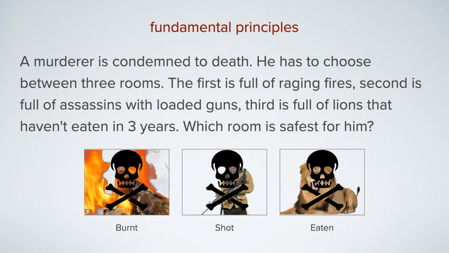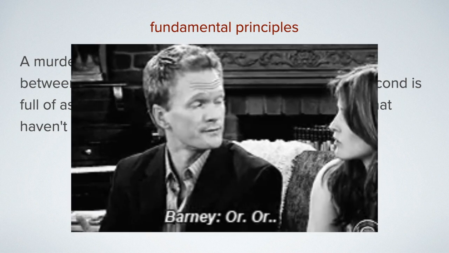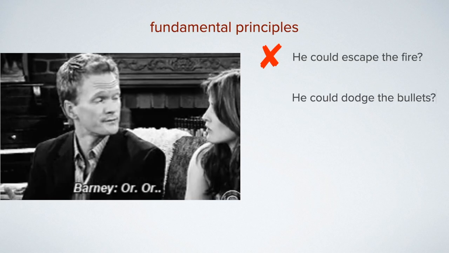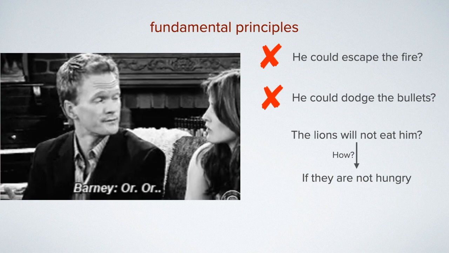So we could say that the prisoner will probably be killed in all these three rooms. Or we could ask ourselves, could he escape the fire? Probably no. Or could he dodge the bullets? Probably no. Or the lions will not eat him? Well, that's possible. But how? If the lions are not hungry? And that will only happen if they are dead. Right? So let's take this principle that the lions cannot eat the murderer if they are dead.